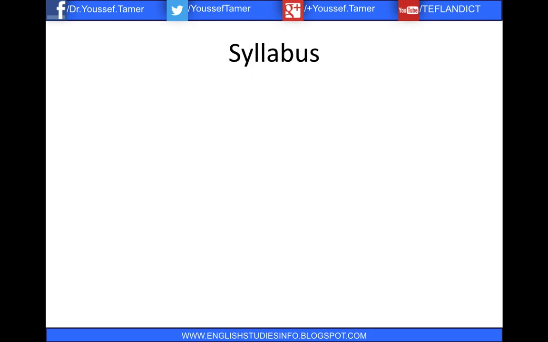Concerning the syllabus, what we're going to cover during the semester. Generally speaking, we will cover the main concepts that are found in this field. First of all, we will start with a discussion about the scope of sociolinguistics. That is to say, we're going to see what sociolinguistics tries to deal with, what it tries to investigate.